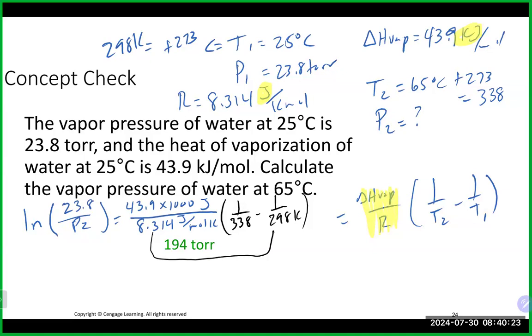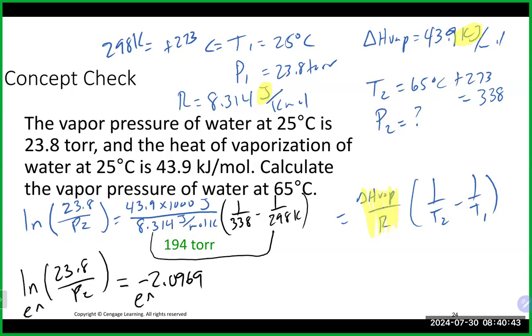And then divide it by 8.314. And if you do all that good stuff there, you'll have the natural log of 23.8 over P2 is equal to minus 2.0969. To get rid of the natural log, you actually on your calculator need to take the E button there. And that usually is found above the natural log button on your calculator. That's usually the button that you need there. So you're going to do that to both sides.